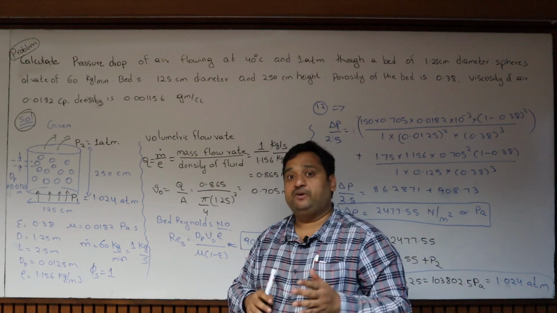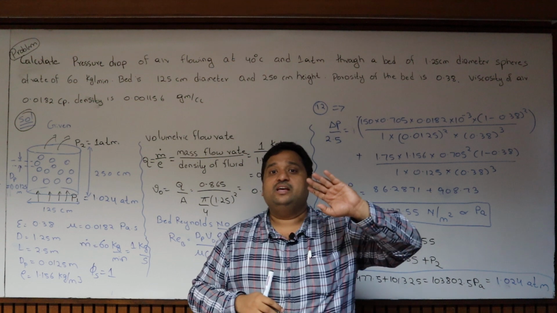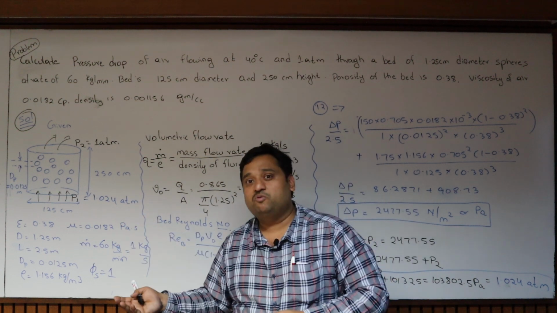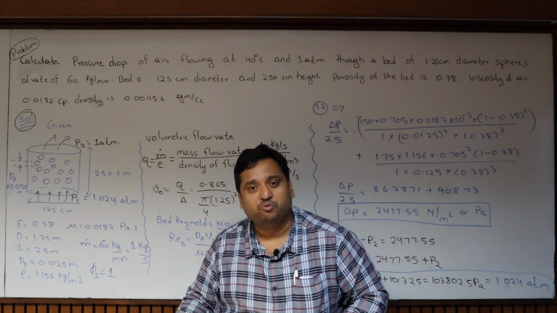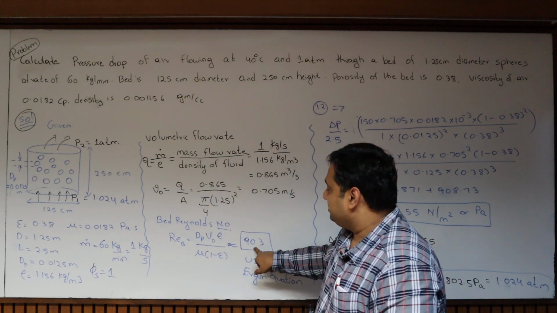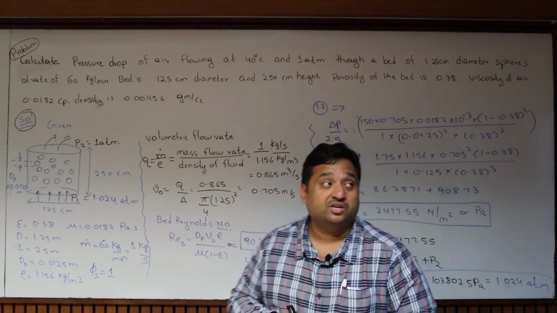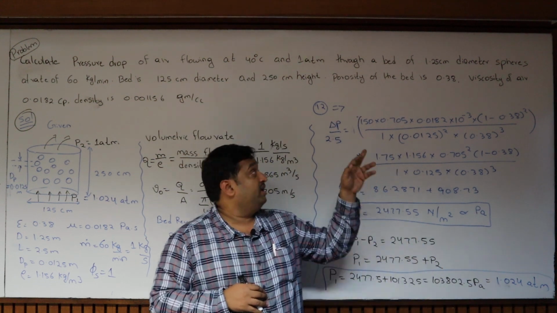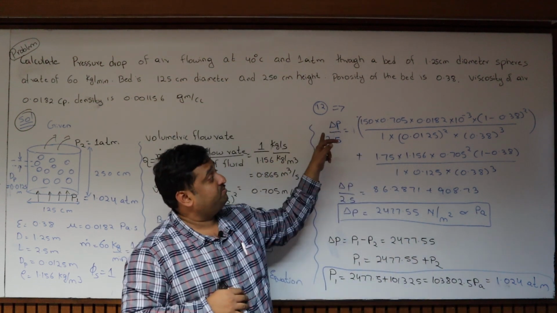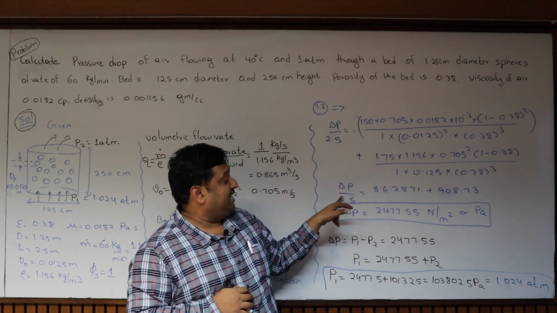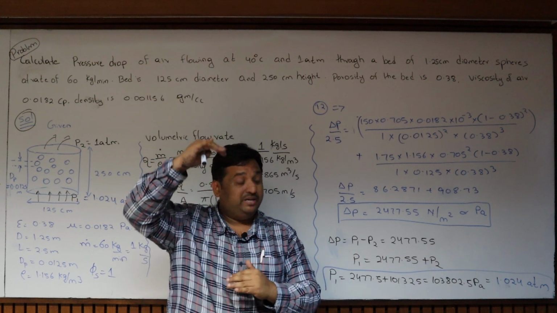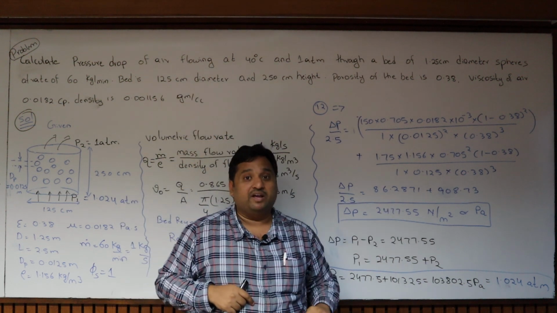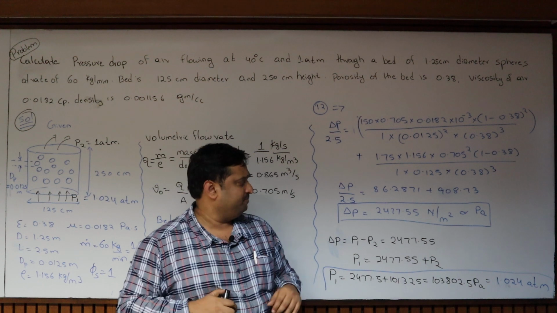If it is less than 10, use the Kozeny-Carman equation; if it is greater than 1000, go for the Burke-Plummer equation. If it is in between these two, the Ergun equation covers the entire range, so better you go for the Ergun equation. Because my Reynolds number is 903, I use the Ergun equation. Equation number 12 is the Ergun equation. If I substitute all the values, I get delta P, that is P1 minus P2, as 2477.5 Newton per meter square, or Pascal.